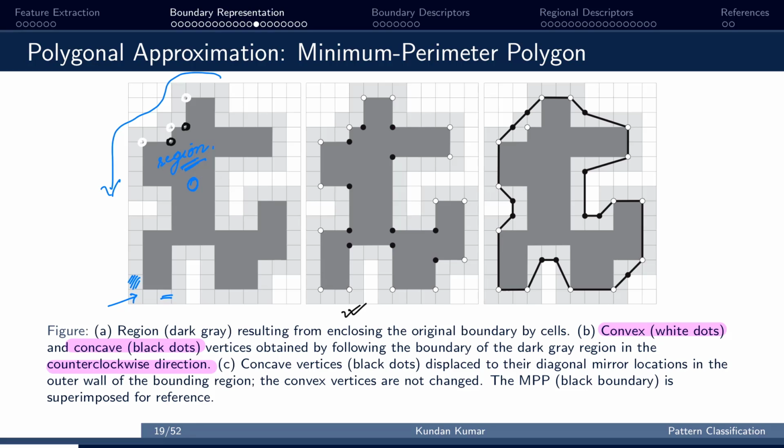Then all the black dots will be moved to the opposite corner of the grid, and that will be outward, that means outward of the region.